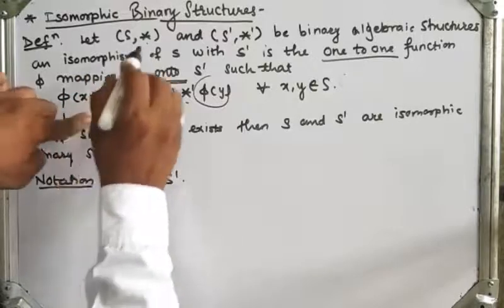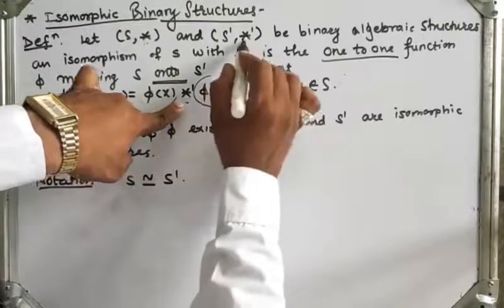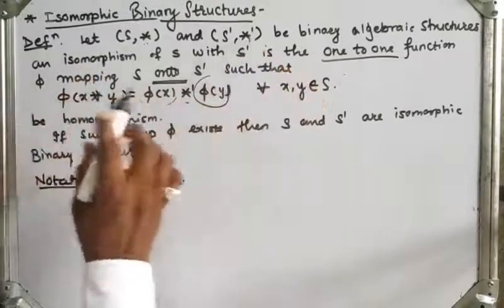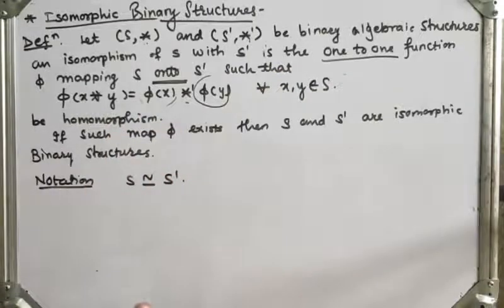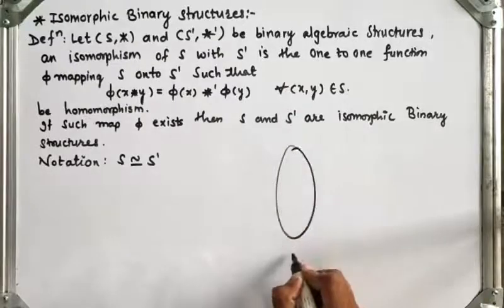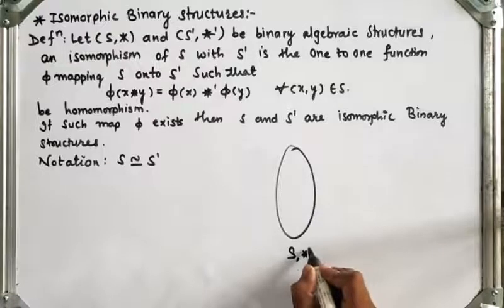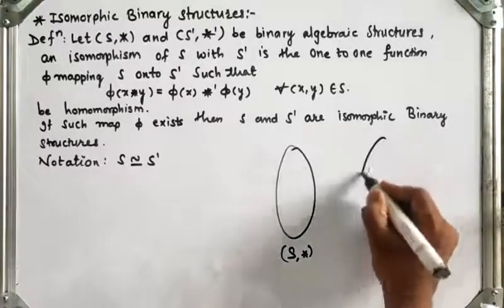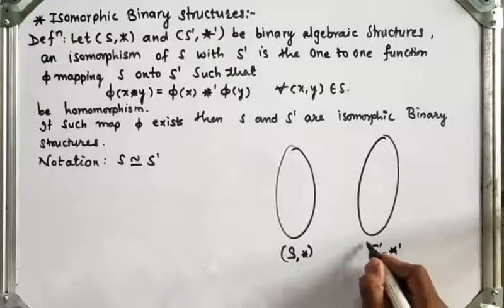This star is from set S and this binary operation star dash is from this set S dash. So if these three conditions are satisfied, then we say that two sets are isomorphic. Let's see two sets: set S under binary operation star, and another set S dash under binary operation star dash.